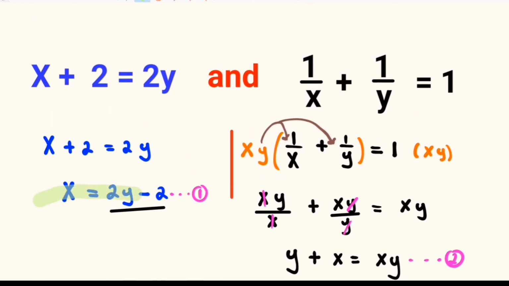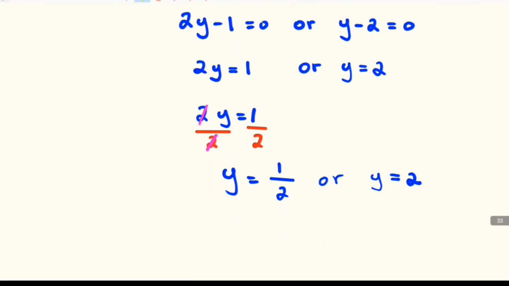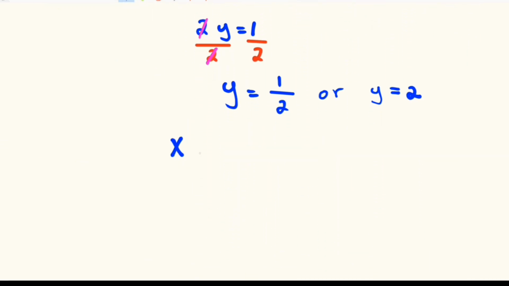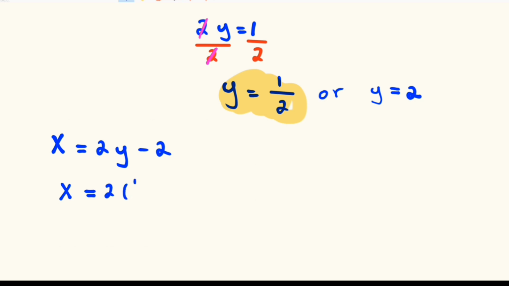Remember, we had x is equal to 2y minus 2, so we substitute the y values inside the x. So our x is equal to the 2y minus 2. And when we substitute, let's first substitute the y is equal to half where there is y. So x will be equal to 2 multiplied by 1 over 2 in the place of the y minus 2.